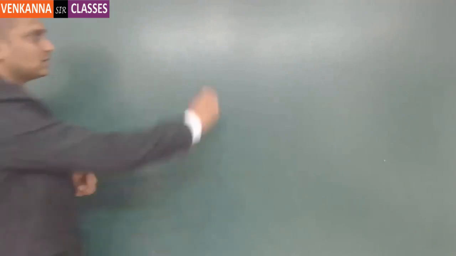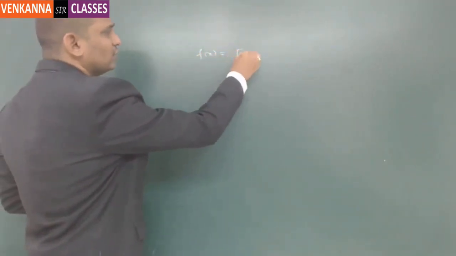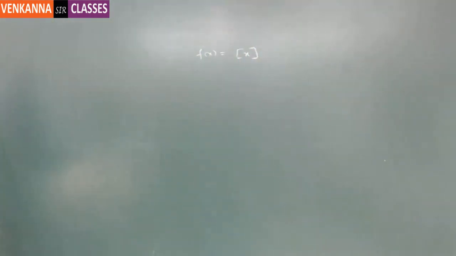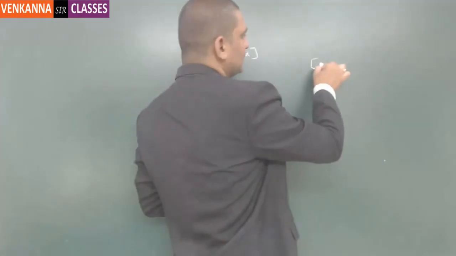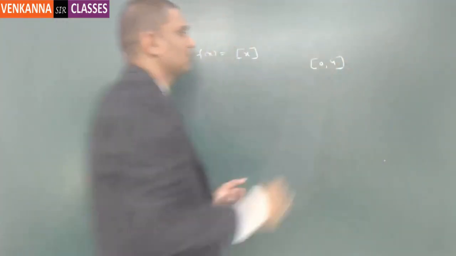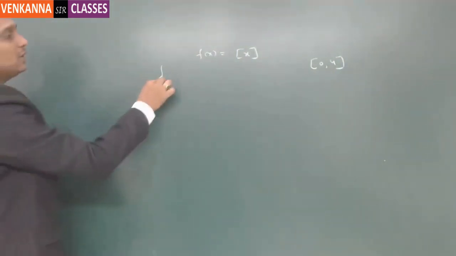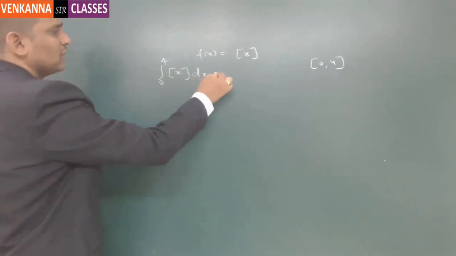The other part I want to take is, suppose you take f of x is equal to the step function of x, the integer part of x, on the interval 0 to 4. And you are going to find the value of the integral from 0 to 4 of the step function of x dx, and what will it be?